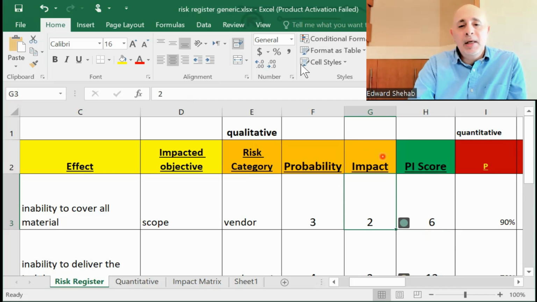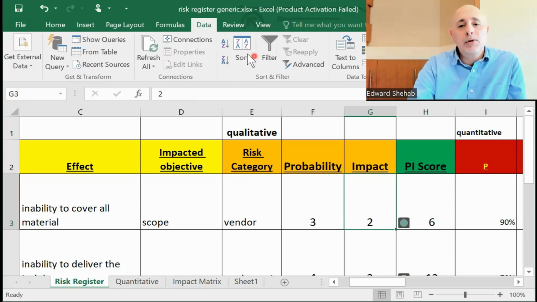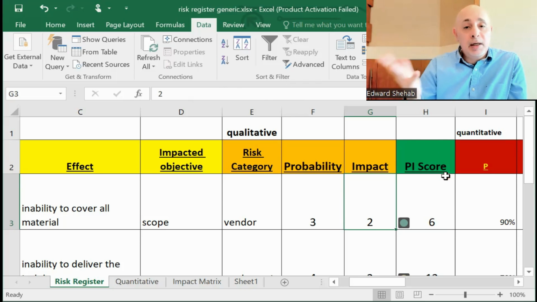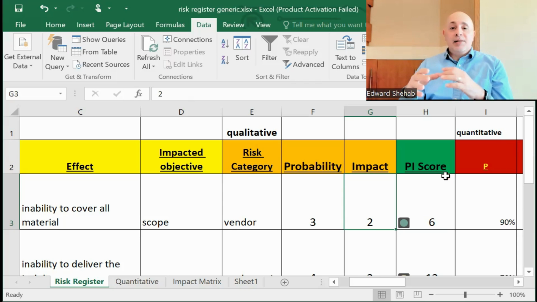You can sort them, you can go to data, you can sort. I'm not going to do it now, but you can sort all the scores from highest to lowest. And then the next thing that you can do at this point is either try to find resolutions like risk responses or mitigation plans, or you can do quantitative analysis.